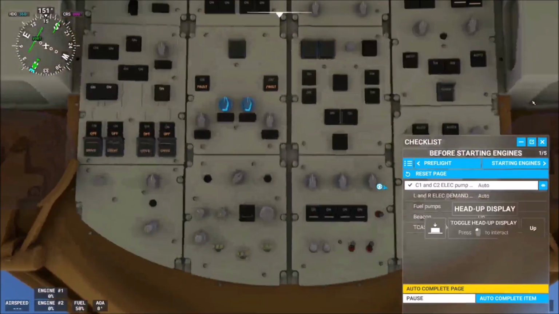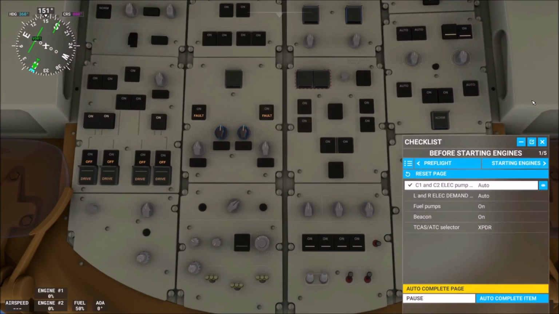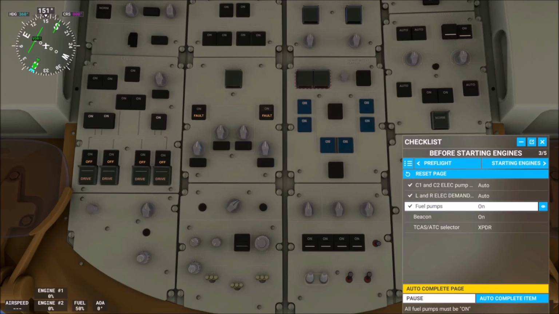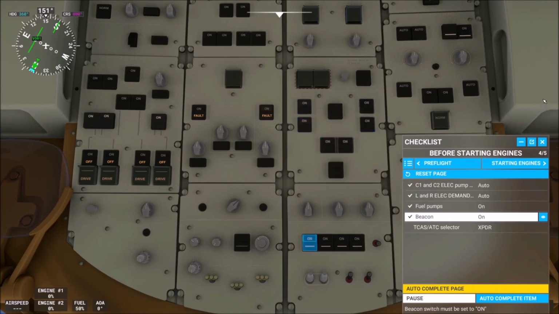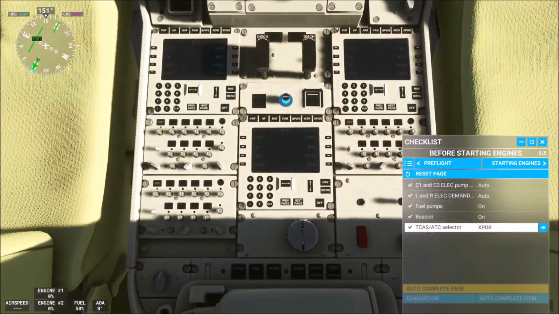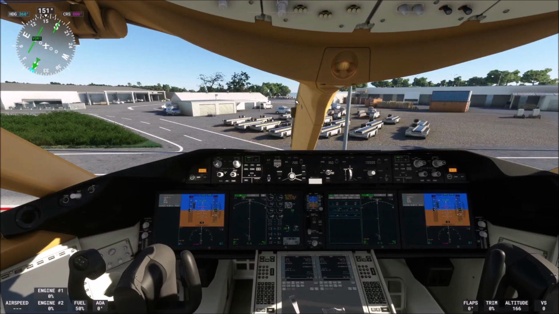So, evaluation. C1 and C2 elect pump selectors. I think there is no mistake. Auto here. L and R elect demand pump selectors. Okay. Auto. Fuel pumps. On. I disagree about this too. Okay, the center pumps. On. You may have a shut-off of the engines. TCAS/ATC selector. Transponder, okay? XPDR. And I think it is time to start our engines.